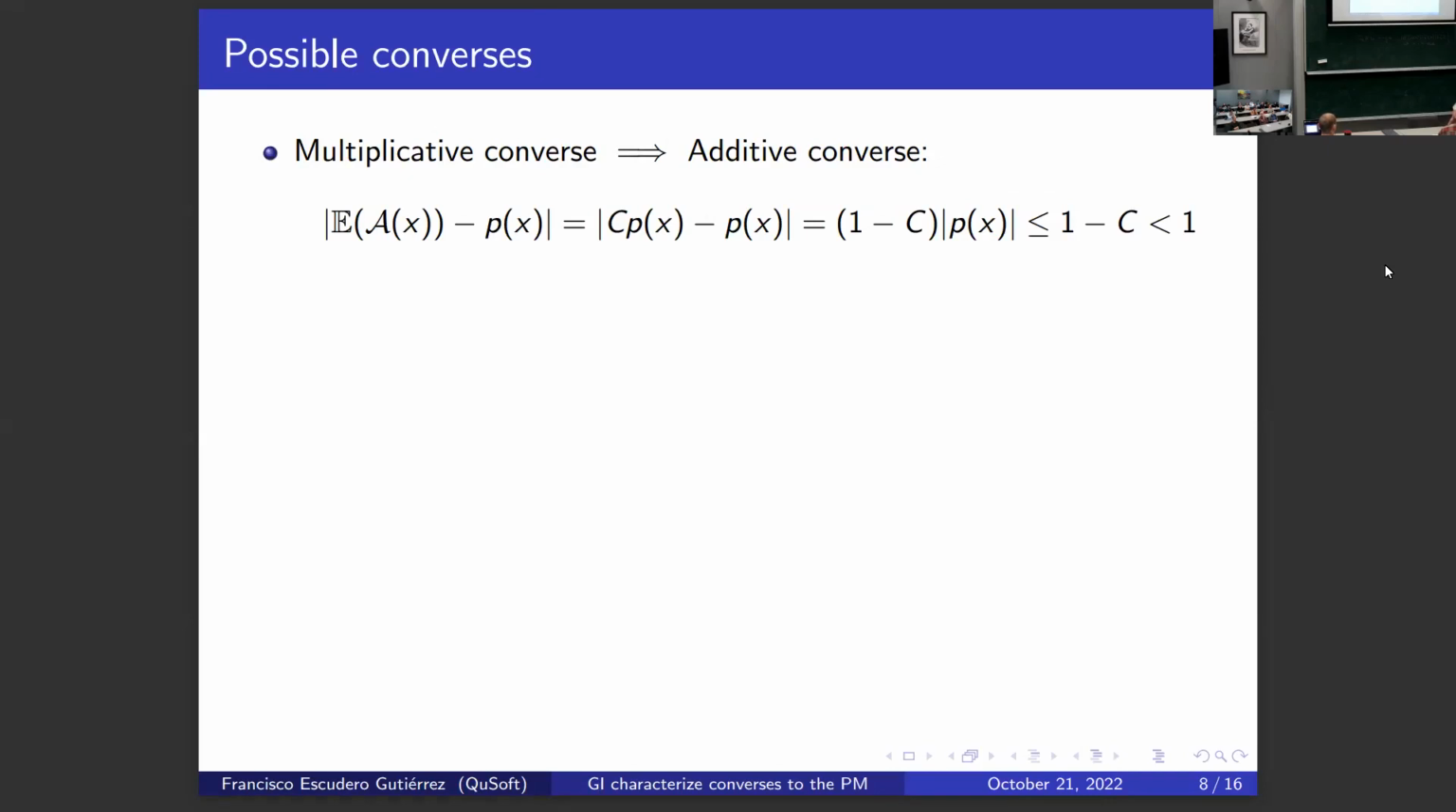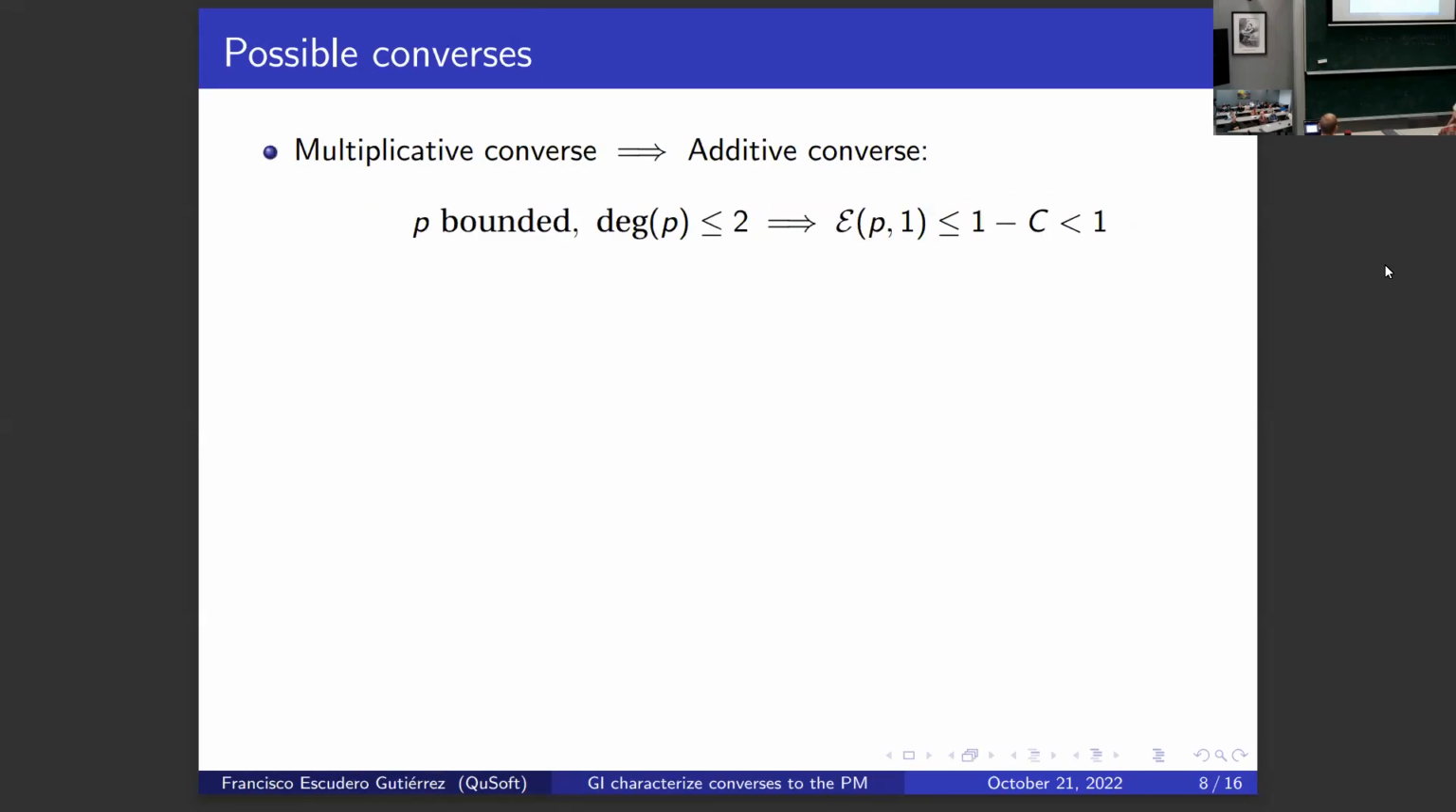So this is saying that you have an additive converse, because for every P that is bounded and of degree at most 2, the error is at most 1 minus C, which is something non-trivial because it's smaller than 1. If this was 1, this would be a trivial result, because you can always output something that is zero in expectation, and as you are going to try to approximate something that is bounded, you are always going to make an error that is at most 1. So the interesting thing is having a converse that has an additive error, but is controlled by something that is smaller than 1.